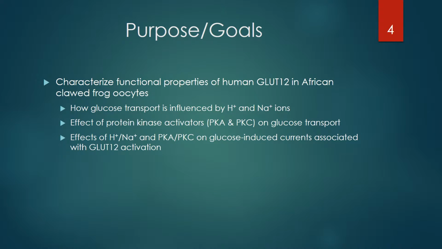The purpose of the study was to basically outline some of the functional properties of human GLUT12 in African clawed frog oocytes. So basically they were expressing GLUT12 in the oocytes, or the underdeveloped egg cells, and they wanted to determine the effects that hydrogen and sodium ions had on glucose transport, and also the effects that activators of protein kinase A and C had on glucose transport. And then they followed that up with determining the effects that these ions and protein kinase activators had on the currents that were being induced by glucose associated with GLUT12 activation.